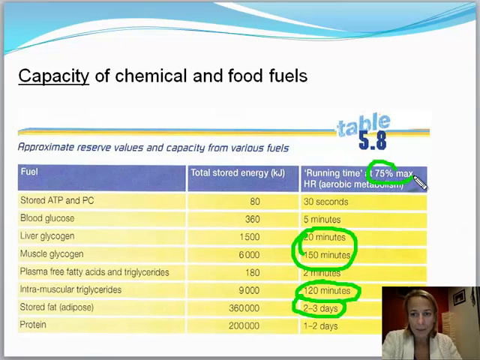But this table is at an intensity of 75% of max heart rate. So that's a pretty easy intensity. If you were higher than that, if you're pushing at about 85%, these numbers would obviously drop. So about 90 minutes is all you've got if you're racing. So that's when you have to top up your glycogen stores with your sports drinks and your gels, things like that.